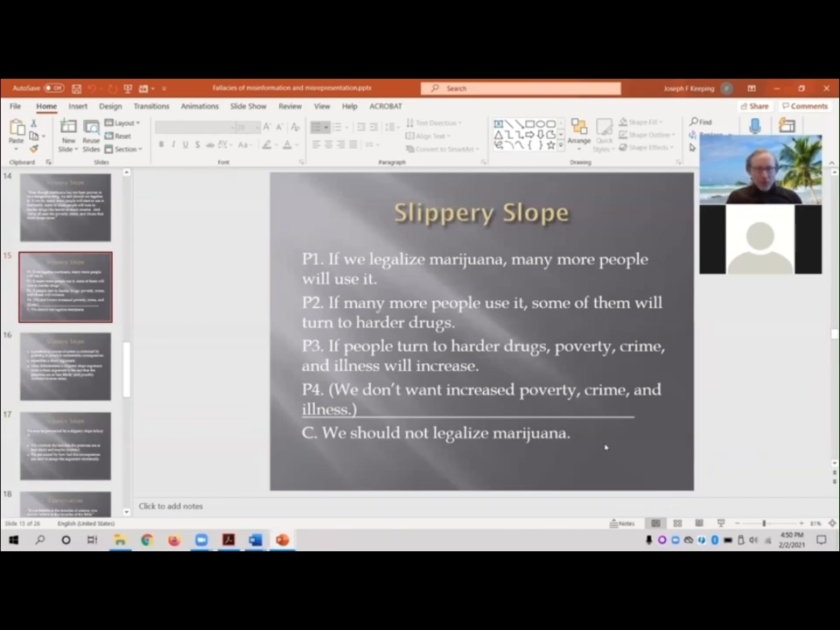So please write this down. Not every time somebody points to consequences is it a slippery slope. There has to be a number of steps. Now, what's interesting about the slippery slope fallacy, I bet most of you have heard of it. Most of you have heard of a slippery slope argument. You may or may not have heard of the slippery slope fallacy. Most people don't think this is a fallacy.